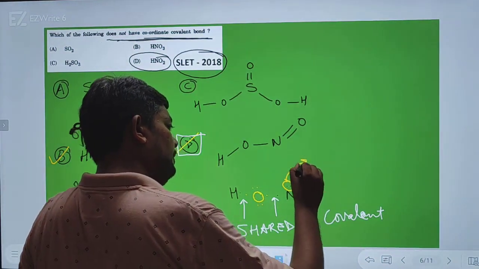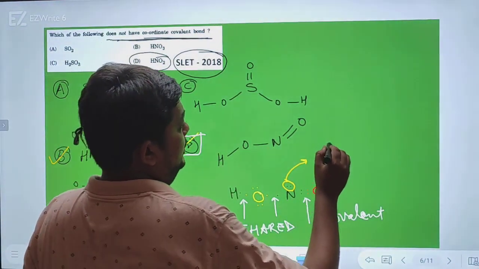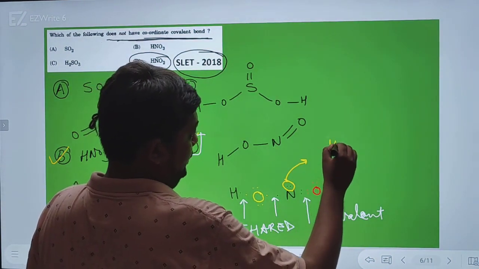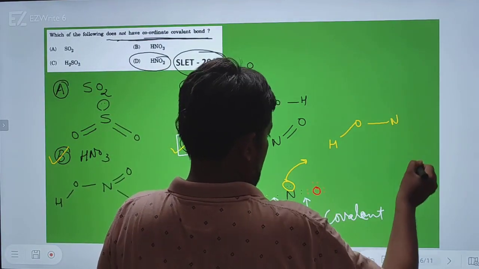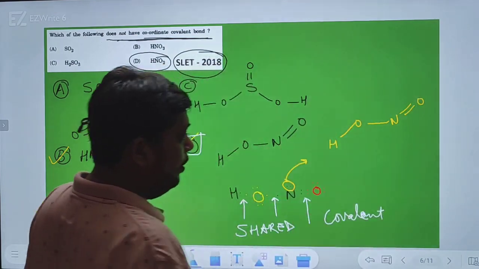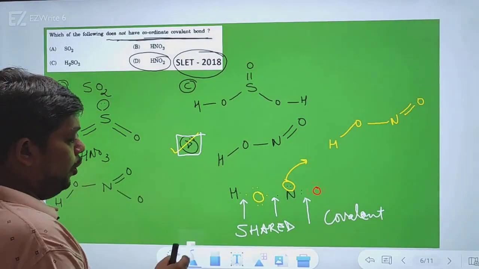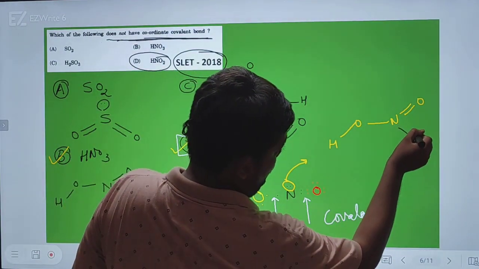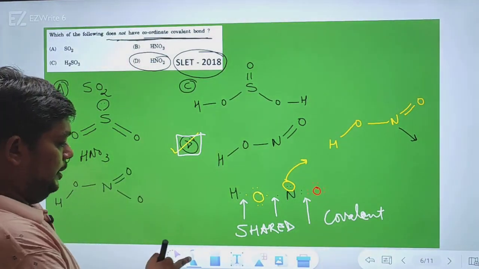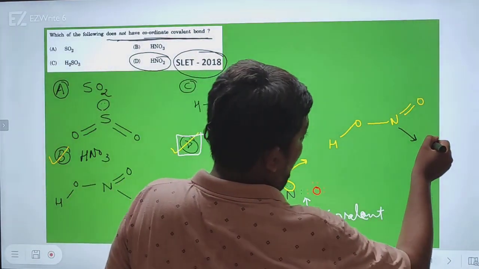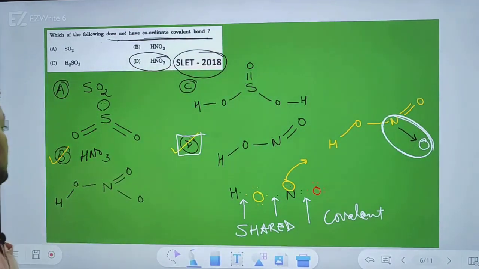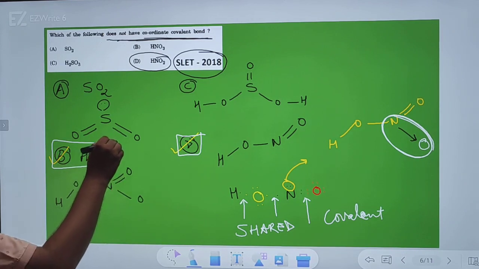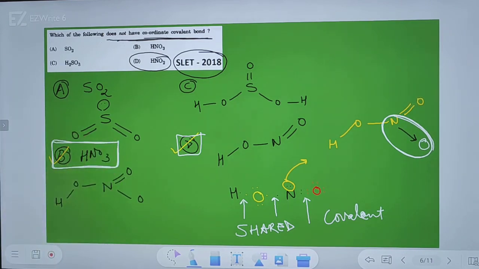It will get donated, and when this gets donated, the structure looks like HO, that is a covalent bond, N double bond O, a covalent bond, but this particular lone pair is now going to get completely donated towards an oxygen atom. So this particular bond is now a coordinate covalent bond. So friends, HNO3 has a coordinate covalent bond.